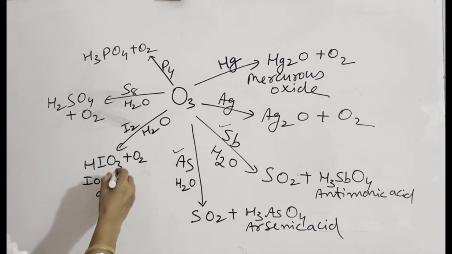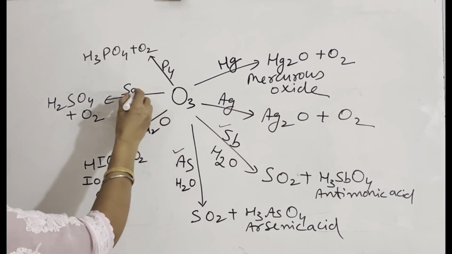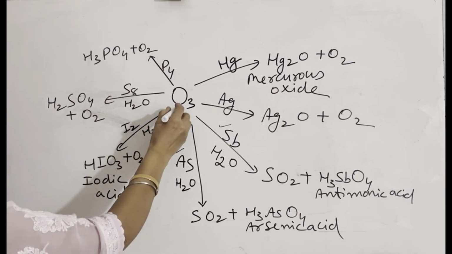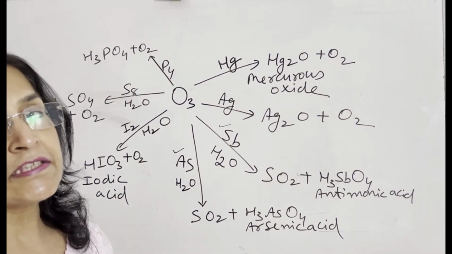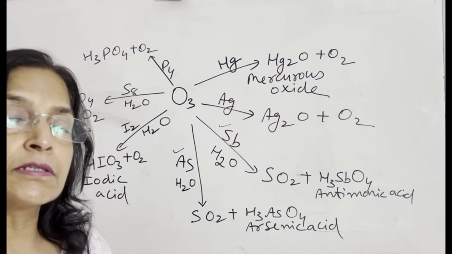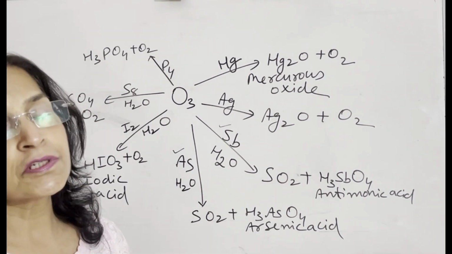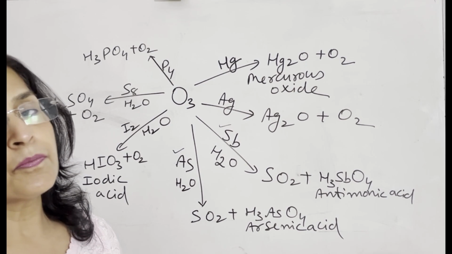Ozone oxidizes iodine to iodic acid. It oxidizes sulfur to sulfuric acid. It oxidizes phosphorus to phosphoric acid. And due to its oxidizing behavior, it is also used as a bleaching agent. Ozone is used as a germicide. It is used for bleaching oils.